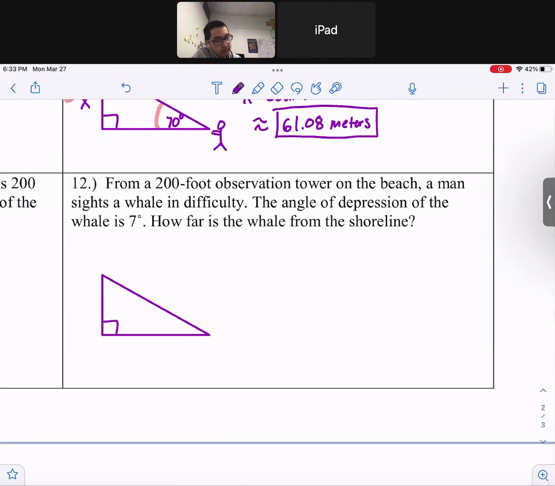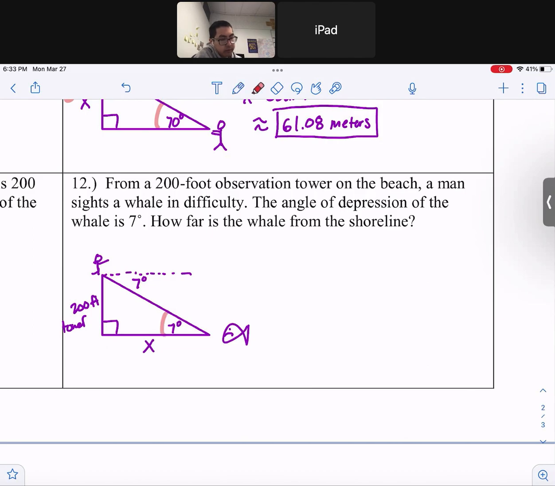Number 12. Okay, a 200-foot observation tower. This is the tower, everyone. There's a man who sights a whale. The angle of depression, which is the angle formed with the ceiling, is 7 degrees, which is also congruent to the angle of elevation. How far is the whale from the shoreline? Shoreline's here, whale is here. How long is this length?